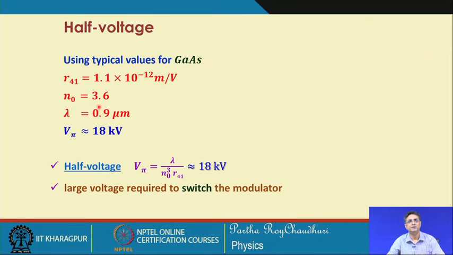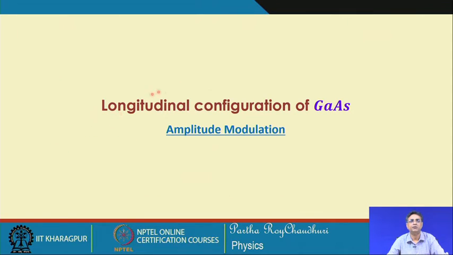So, in this case, this half-wave voltage is about 18 kilovolt. We conclude that for switching of the modulator, you require a voltage of the order of 18 kilovolt, and that is pretty high. Now, we will see whether, if we change the configuration intelligently, we can reduce this half-wave voltage. Indeed, for the amplitude modulation scheme, the half-wave voltage required will be half of that required for the phase modulation.